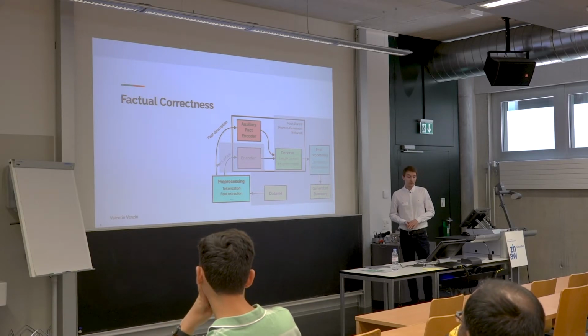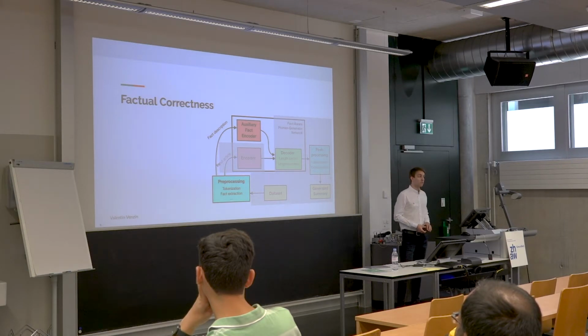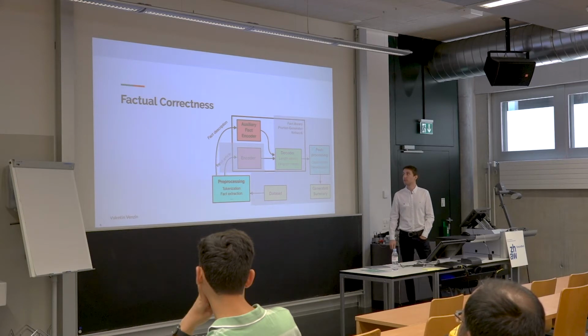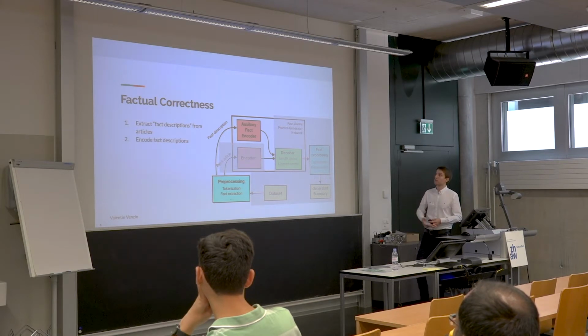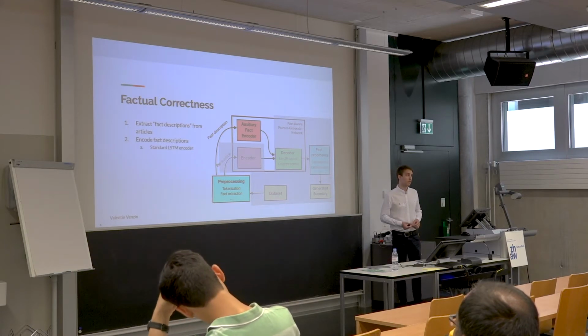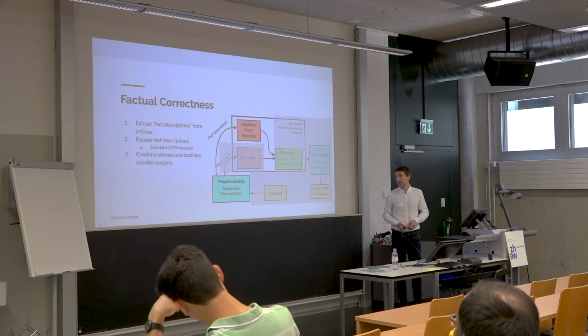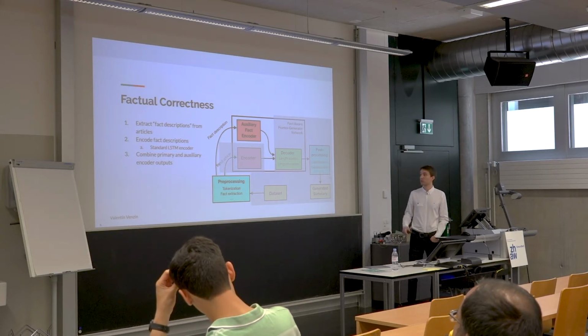Okay, let's get to the second issue that I want to talk about, factual correctness. So this might be even more important because fake news, the discussion of this is also really relevant. So this was important for us. What we want to do is extract facts from the article and then feed these fact descriptions to a second encoder here on top. So this is also just an LSTM, a standard LSTM encoder, like the other one that we talked about. And then it's just left to combine the information of both encoders and feed them to the decoder.